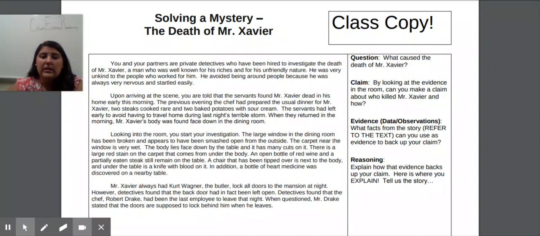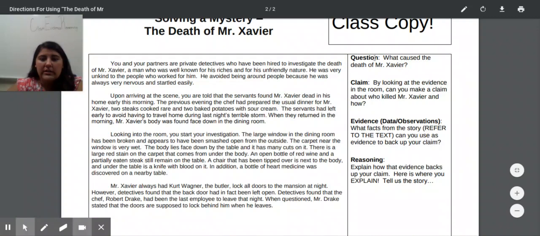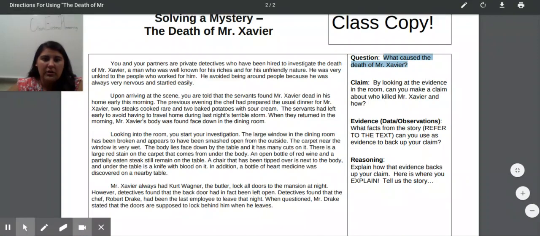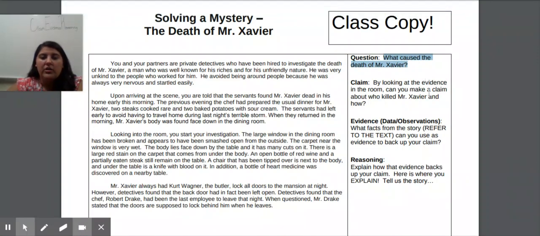Basically, a claim is your answer to a question. On this activity, it shows right here, the question is what caused the death of Mr. Xavier? So your claim is basically you're going to be answering that question. And remember that you need to restate it and don't put opinion in there. Don't say, I think, I believe. This is a statement.